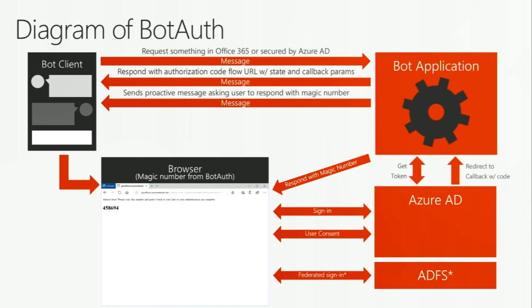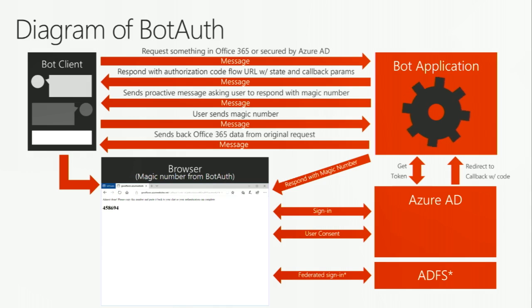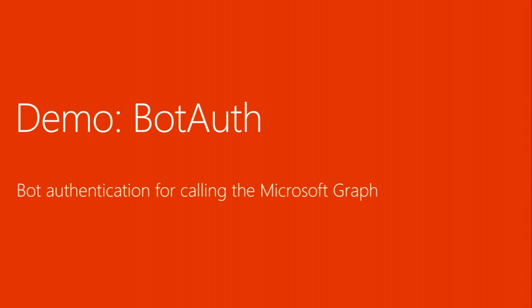So someone can't take over your identity and be able to query on your behalf. So finally, once you enter in that magic number, you provide that back, the bot application now has tokens that it can use on your behalf, and it can go and send you data. So there's a lot of movement there, but it actually happens very effortlessly when you leverage one of these bot authentication packages. So let's just take a look here really quickly.